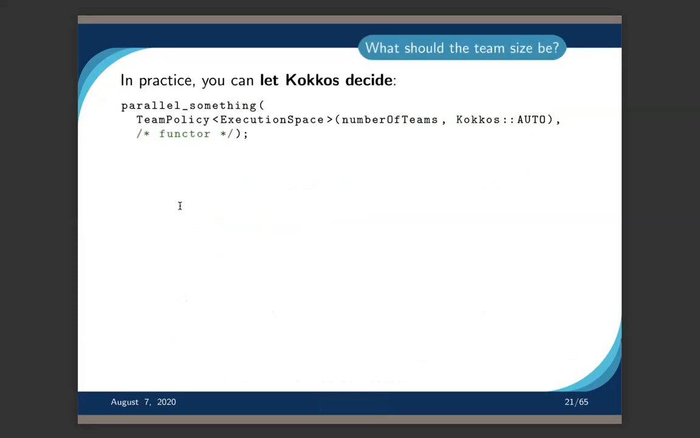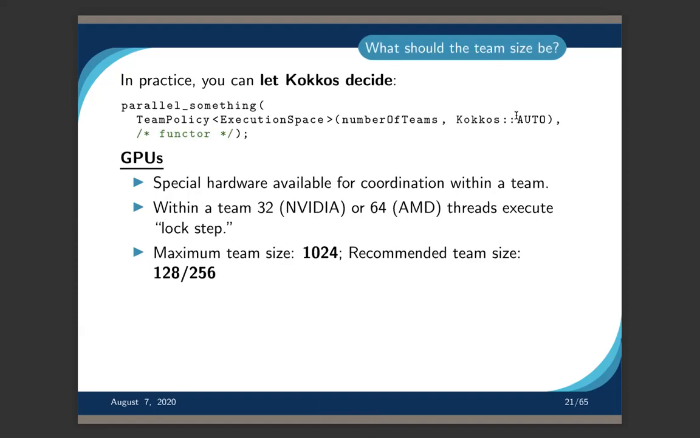Now there is a problem, and the problem is that you do not necessarily know what a good team size is. And in practice, what you can do is let Kokkos decide what the team size is. We have a heuristic which essentially just tries to figure out what typical good values are. And it takes into account that there's special hardware available for coordination, that, for example, on NVIDIA, 32 threads or on AMD 64 threads are executing in lockstep. It knows about maximum team sizes and stuff like that, and tries to do the right thing.